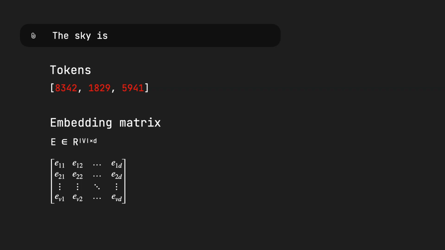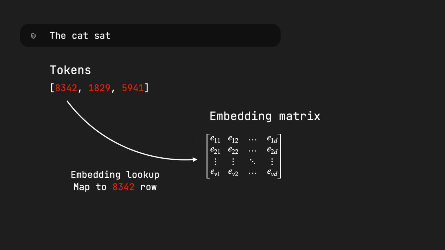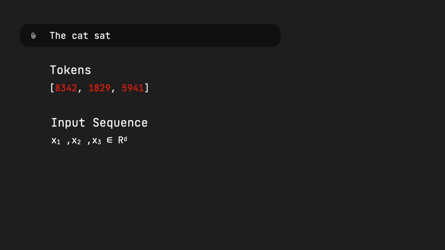Underneath the hood, there is an embedding matrix that was created when it was trained. It does an embedding lookup and maps each token to a vector in this vector space. So each of them gets mapped to a vector. And when you look at it collectively, it creates an input sequence where each element in this input sequence is a vector in the vector space.